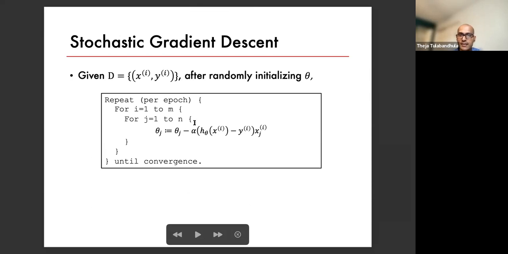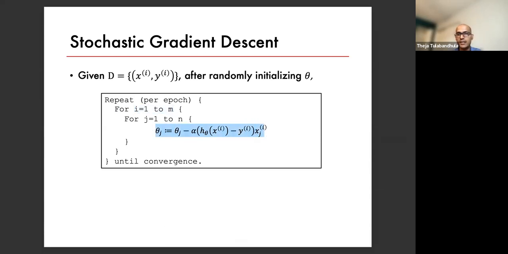So what changes is this: we still have that for loop over the coordinates of theta, but instead of doing an update which involves all the examples at the same time, we do an update once per example. So there is an outer for loop in this version of stochastic gradient descent, where we are picking an example. Given that example, we are updating all the coordinates of theta. Then we go to the next example and update all coordinates of theta, and so on.